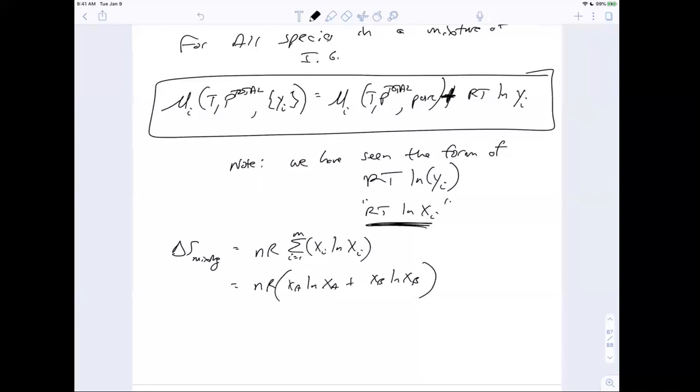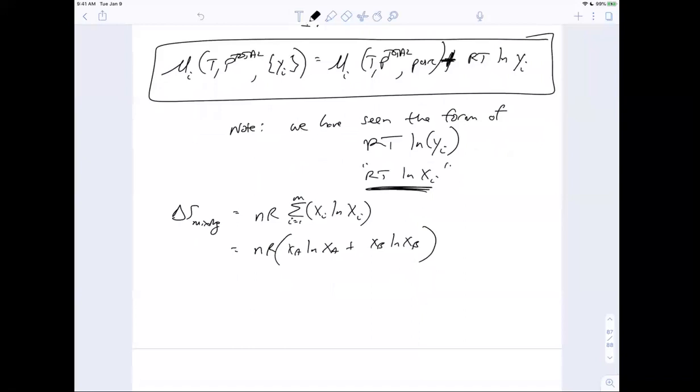Now, if we think about this, remember the chemical potential of a pure species is really G of A divided by N of A, right? But it's really this molar Gibbs free energy.